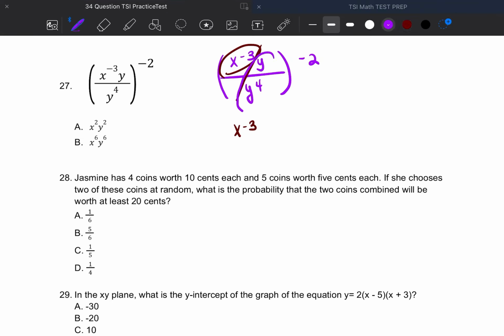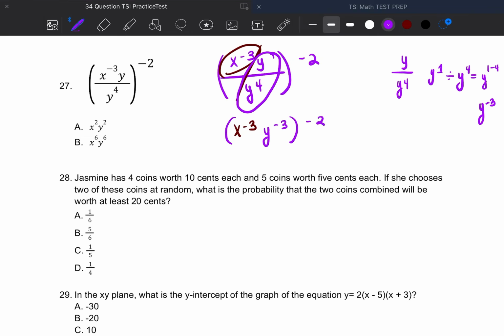Then I'm going to do the y's. So it's literally y over y to the fourth. That's the same as saying y to the first power divided by y to the fourth. When you're dividing, you subtract. So it'd be y to the 1 minus 4. So that'd be y to the negative third power. So I'm going to write y to the negative third power. And I'm going to bring everything down.